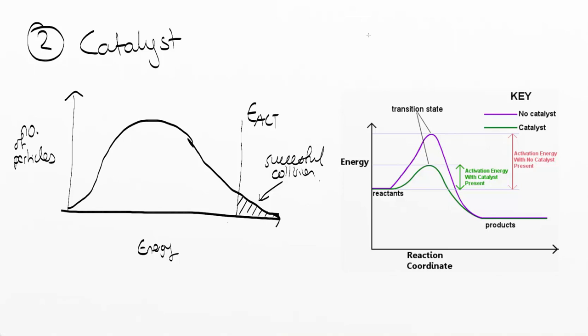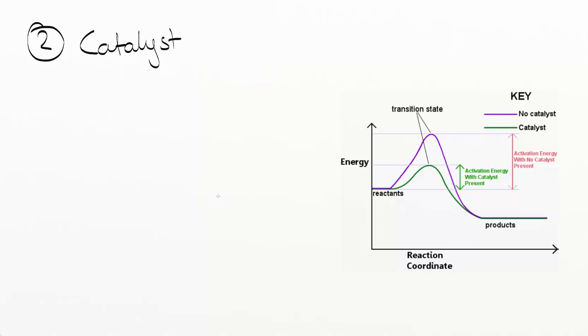So when we have a catalyst, this activation energy requirement goes down. This is the activation energy here, except with the catalyst. What that means is that when we add the catalyst, all of these particles here now have enough energy to break the reactant bonds. So there's going to be a greater proportion of particles with enough energy to break bonds, and therefore a greater proportion of particles will have successful collisions.